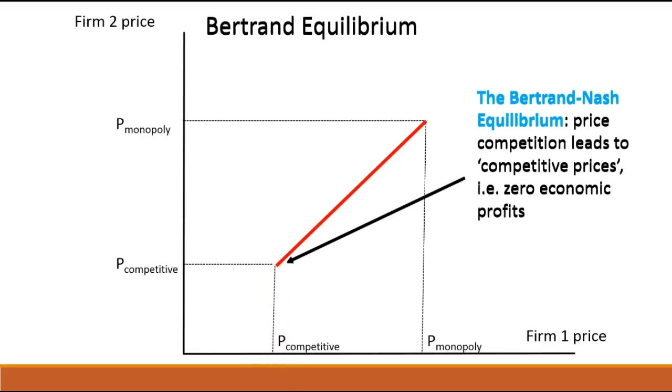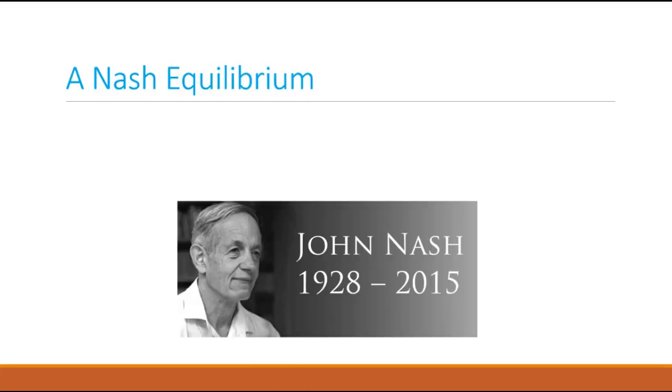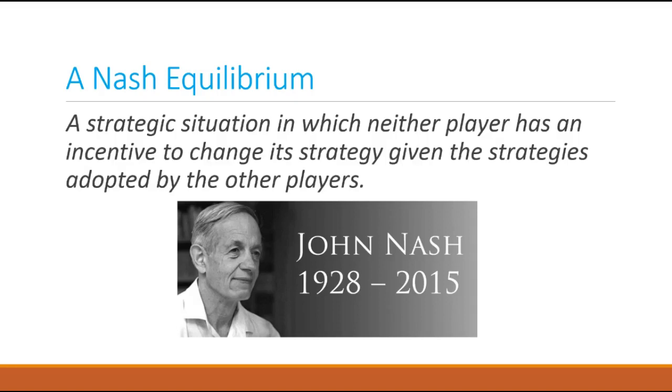The equilibrium that results here can also be called a Nash equilibrium. So, expressed in very general terms, that's just a situation where neither person, neither party in a strategic situation has any incentive to change their strategy given what everybody else is doing.